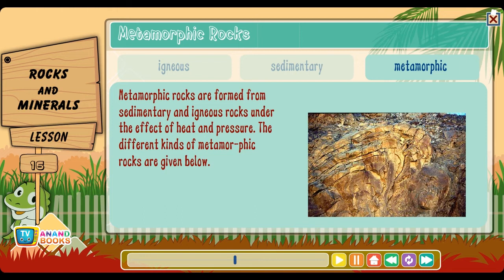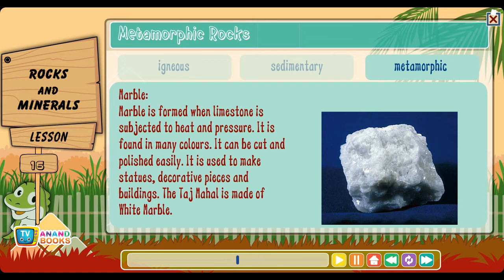Marble. Marble is formed when limestone is subjected to heat and pressure. It is found in many colors. It can be cut and polished easily. It is used to make statues, decorative pieces, and buildings. The Taj Mahal is made of white marble.